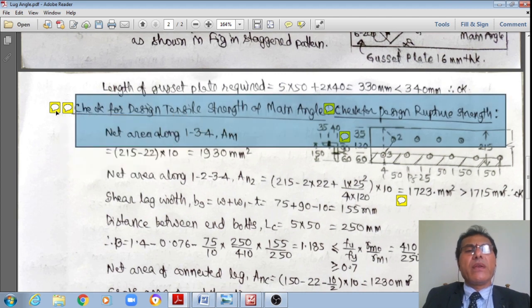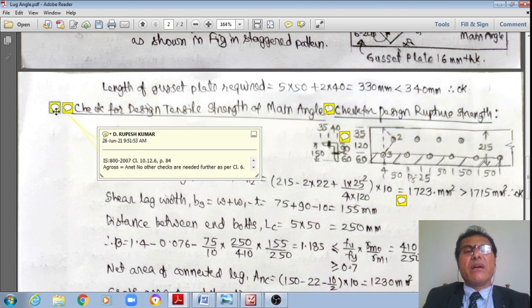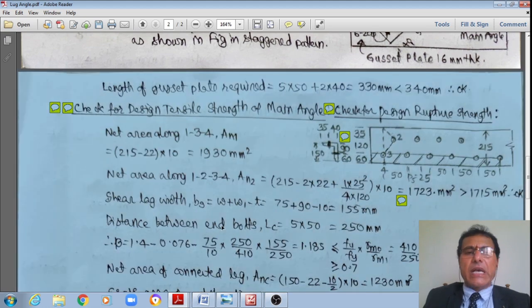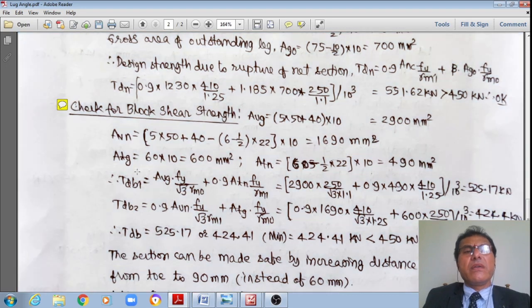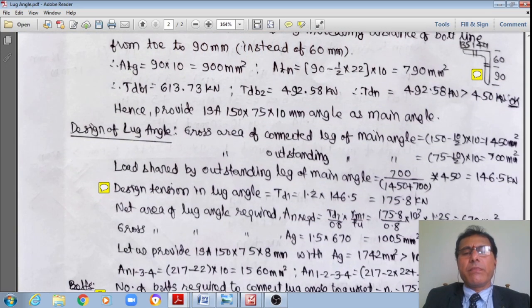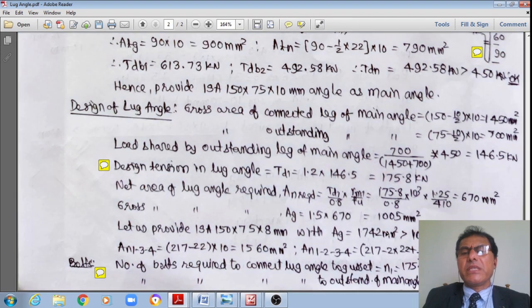Even for one, the check is on the gross cross section yielding, as well as the rupture of the net cross section, right? The third check is for block shear, but that is not required because we already provided much more gross area, almost roughly 75% more, therefore it will not fail. Therefore I'm skipping that check. And even as per the Codal specification, that is not required.